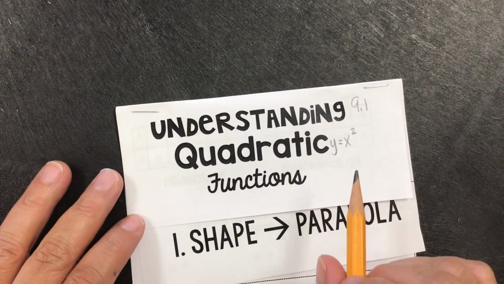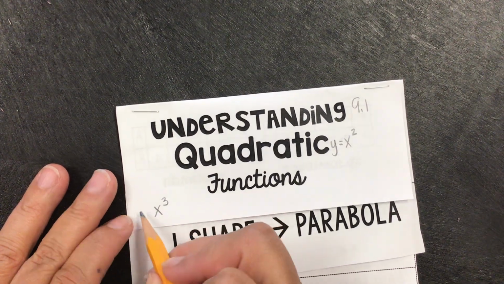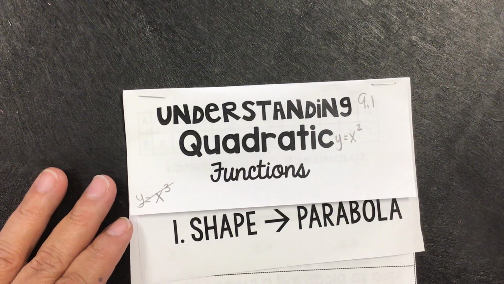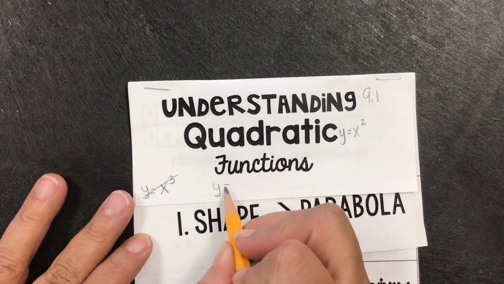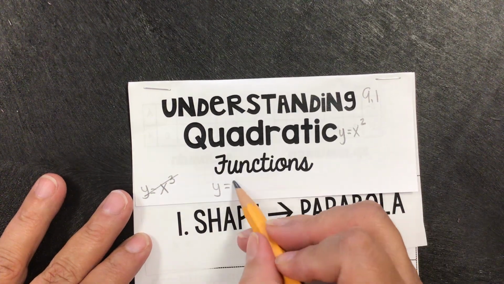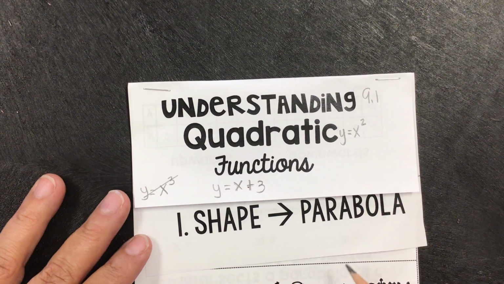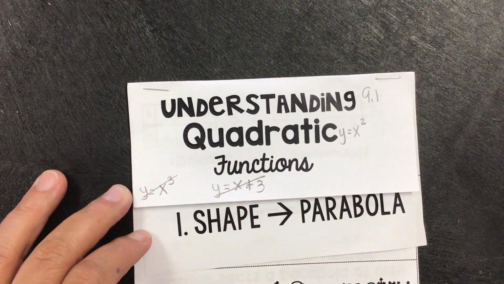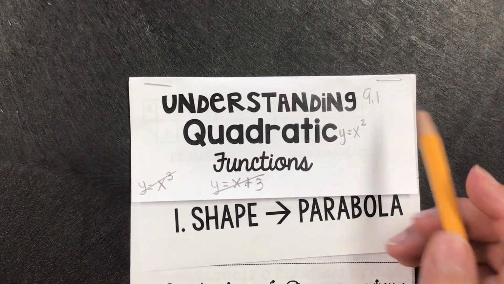Let me tell you some things that are not okay. If it has a higher power, like cubed, this is no longer a quadratic. If you have an exponent lower than a squared, for example like this, it is not a quadratic. This is actually a line, a linear function, and we've talked about those at the beginning of the school year. So it has to have an x squared.